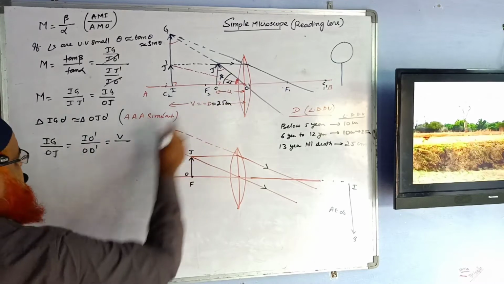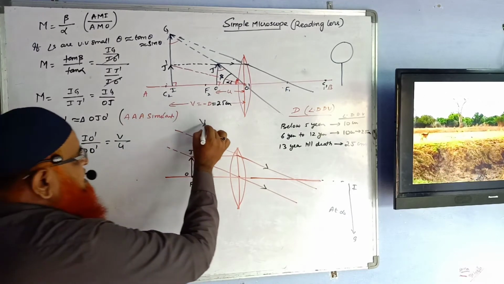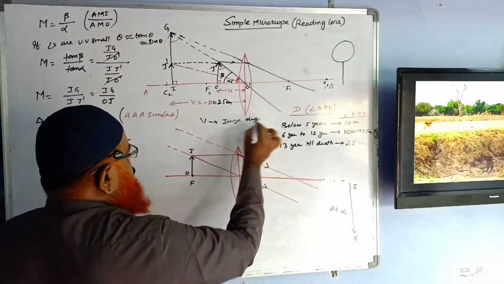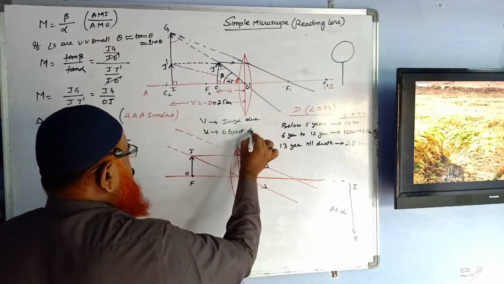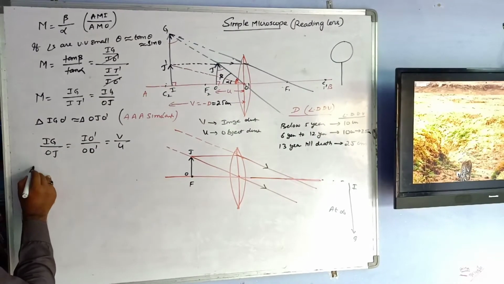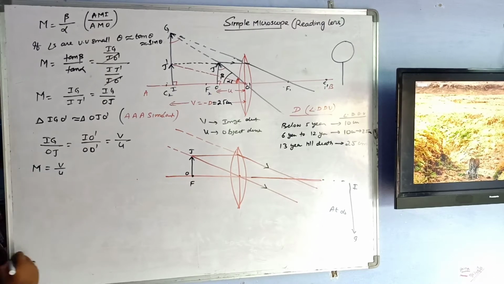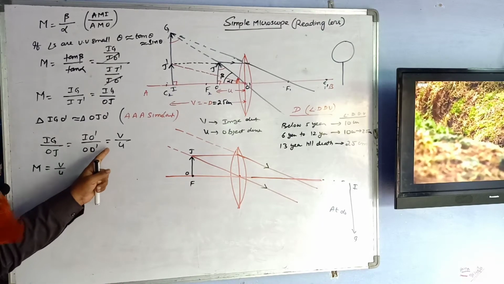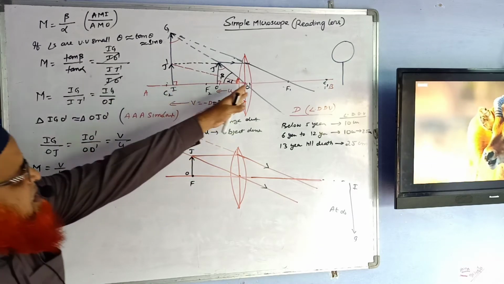And OO dash is nothing but U, where V is called as image distance, and U is called as object distance here. So now I can take the new formula for magnification to be V by U, but you have to consider the sign conventions here. How can you take the sign conventions? Io dash is left side of the origin.